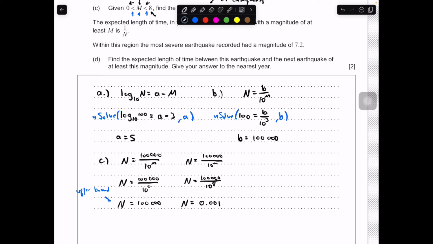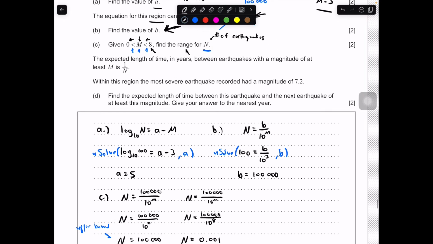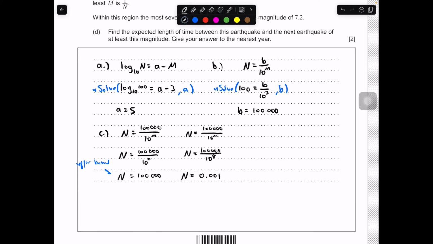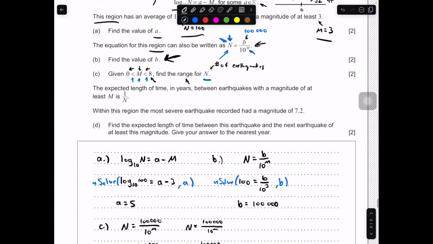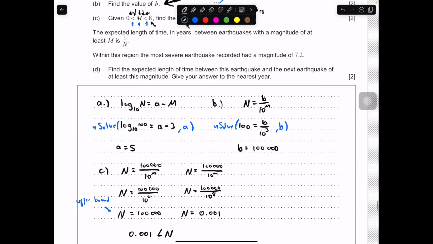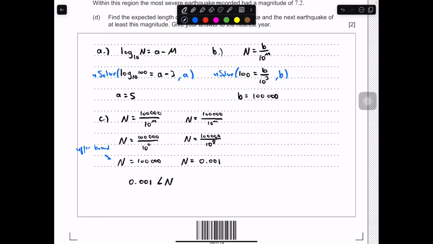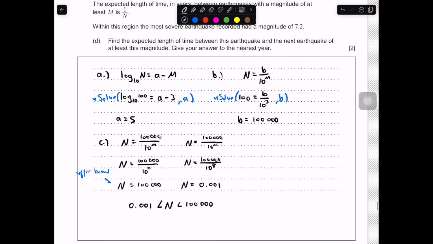So the total range of n, in this case we want to use inequalities, and we would say that n is greater than 0.001, not including, and less than 100,000. All right, so kind of a challenging question in terms of interpreting what it's asking. All right, let's go on to question D.